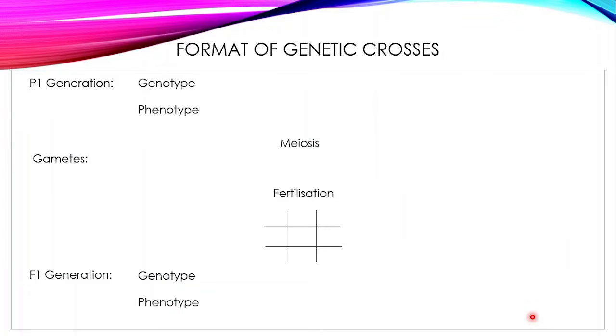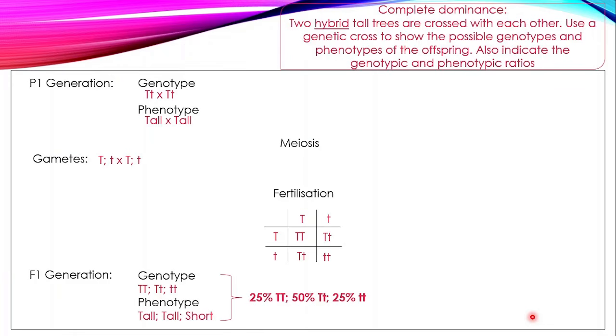And then this is the format of a genetic cross, and we get a few examples here of the genetic cross. So for complete dominance, we have two hybrid tall trees. What does hybrid mean? It's another way of saying heterozygous. So two hybrid tall trees are crossed with each other, and if they are heterozygous and they are tall, it means that tall must be the dominant allele or the dominant trait. Okay, and then use the genetic cross to show the possible genotypes and phenotypes of the offspring. Also indicate the genotypic and phenotypic ratios.